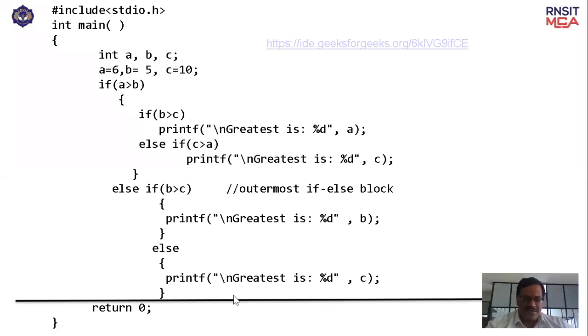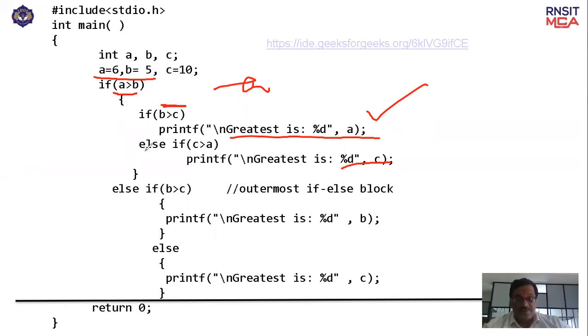In this case, what happens? Out of A and B, I check which is greater. If A is greater, then you are going to check B and C, and finally you print A is greater. Of course, if C is greater than A, then you will say C is greater. So out of A and B, A is already bigger. Now you check with B and C. If B is greater than C, then A is greater.